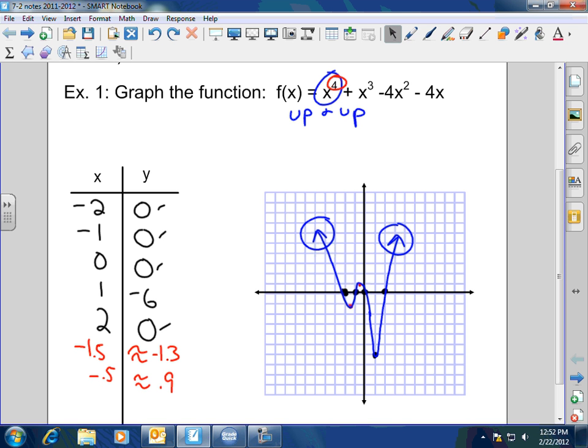Okay, the question is, how do you know there are no other turning points? What is the max number of solutions that I can have here? So I have 1, 2, 3, 4 solutions. Between each solution, I'm going to have a turning point. So that means 1, 2, 3 turning points max for this particular case.